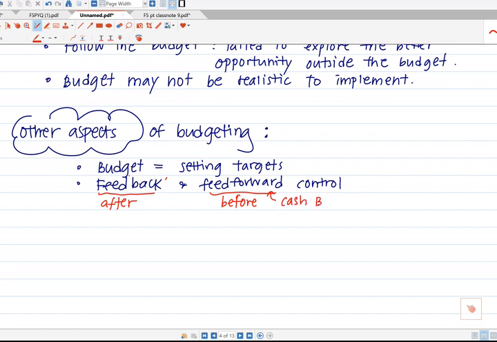Cash budget. If you foresee you've got no money next month, what do you do? Can you wait until next month only then think what to do? No. You have to take action now, am I right? Make sure you limit your spending. So that's what we have for the cash budget. It belongs to the feed-forward control.